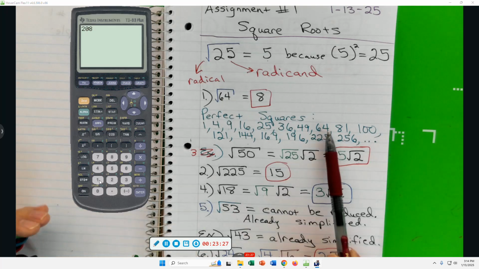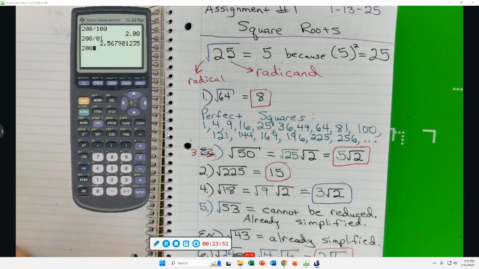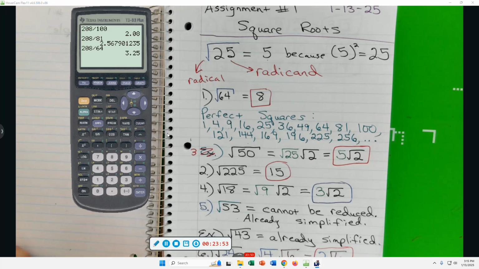I heard someone say 64. Let's check. Here's my thoughts. Oops, clear. I meant to do a divide. 208 divided by 100? No. That looks like a 2.00, but it's 2.08. So no. What about 81? Does 81 divide into it? No. 64? No.